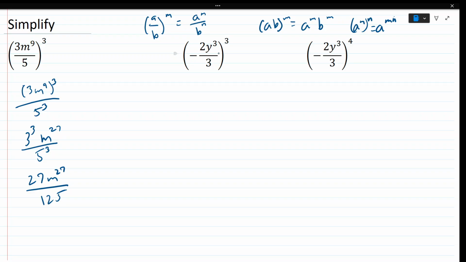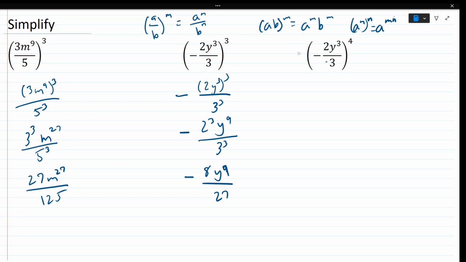Now for this next example, if we had the quantity negative 2y cubed over 3 cubed, well, one thing, we have a negative being raised to an odd power, so one thing we do know is that our final answer will still be negative. And so we'll have that negative, and then the numerator raised to the third, so that would be the 2y cubed all over the 3 cubed. So that'll be negative, and then it'll be the 2 cubed y to the third raised to the third, so that'll be y to the ninth all over 3 cubed. So that'll be negative 2 cubed, that's 8, y to the ninth over 3 cubed, which we already said was 27.